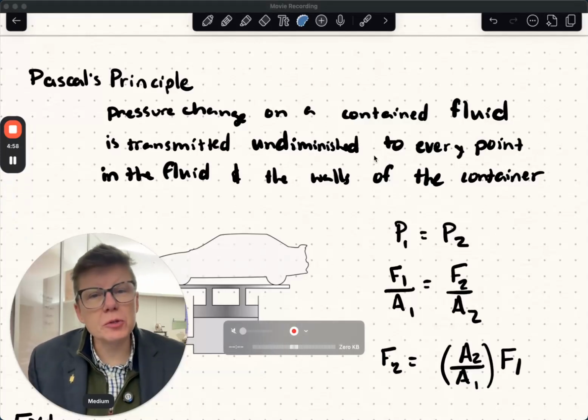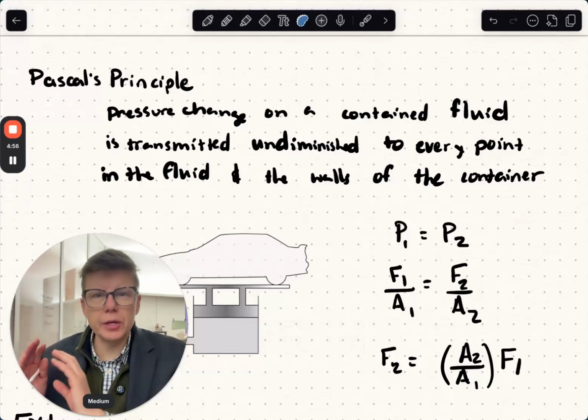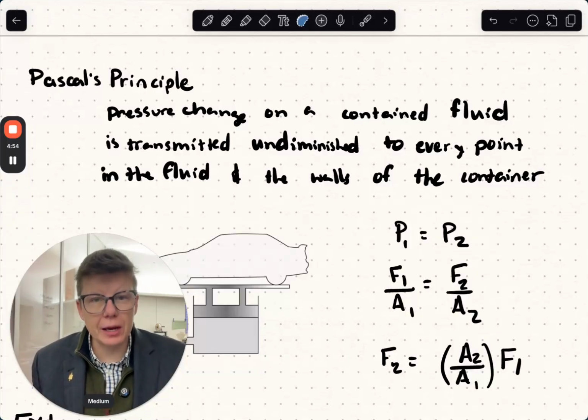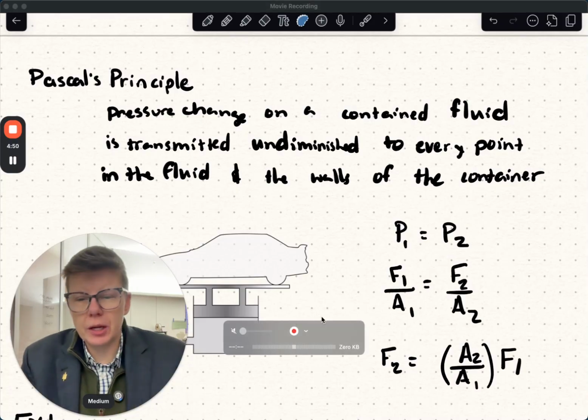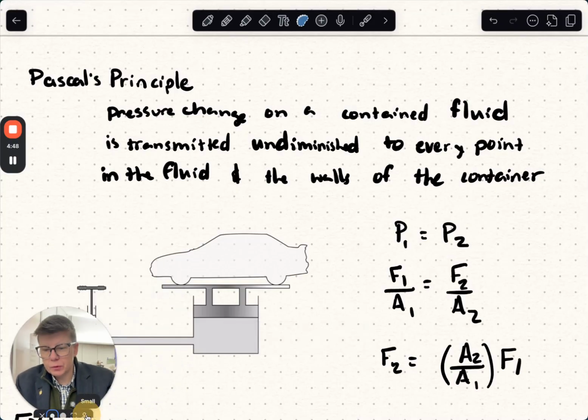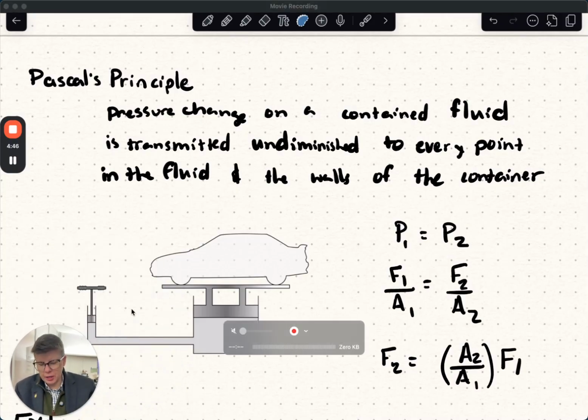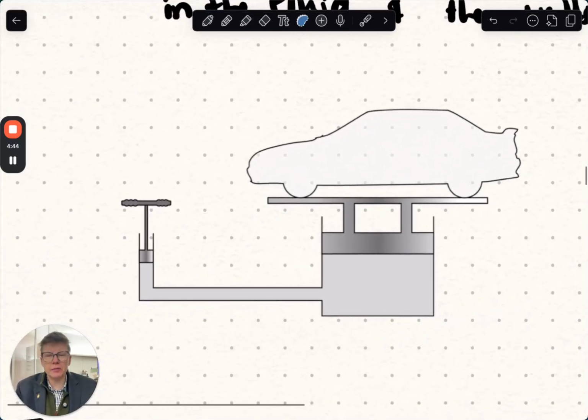Let's talk Pascal's principle. This is also under the heading of fluid statics, statics meaning fluids at rest. So I want you to imagine a car hydraulic lift at a service station. Here's a picture of it.